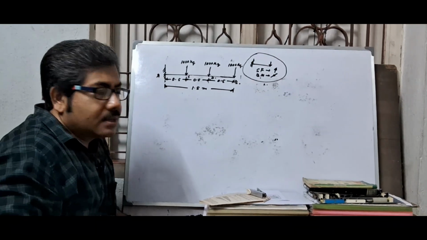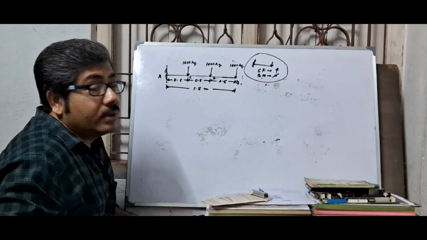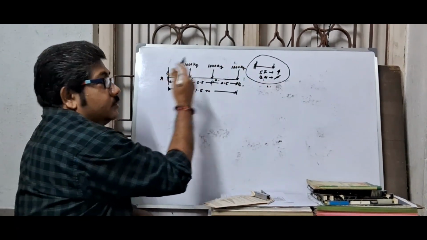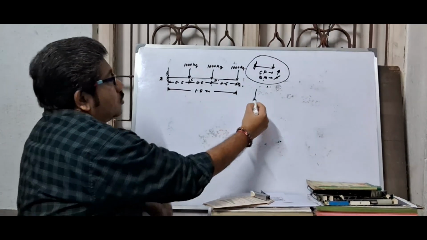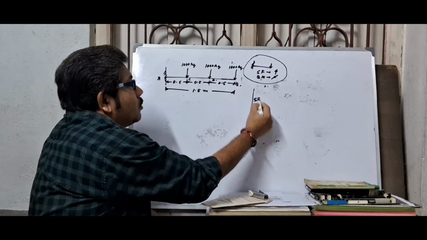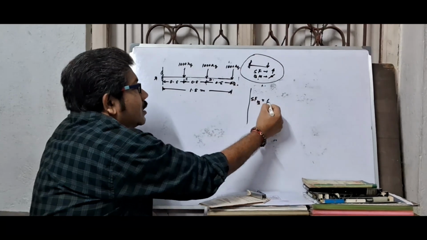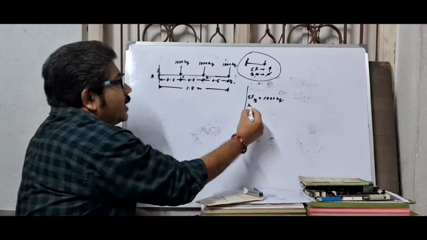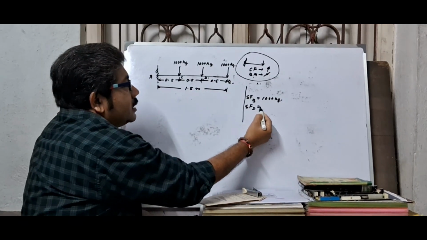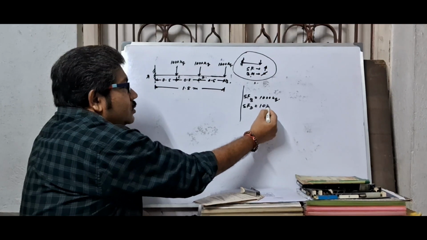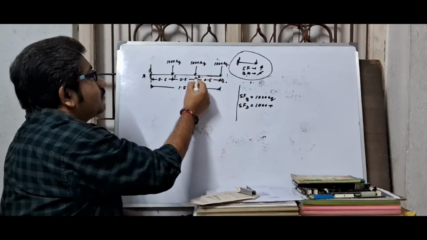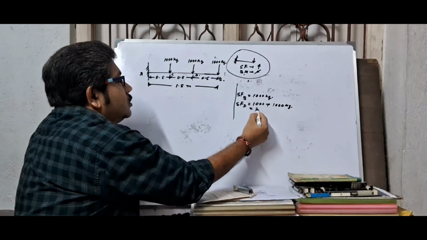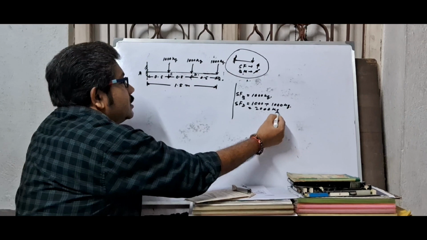Now at first calculate the value of shear force from free to fixed. Look at the board. Shear force at point B is 1000 kg. At point D, previously it was 1000 kg, and now at point D there is another 1000 kg. So this is 2000 kg.